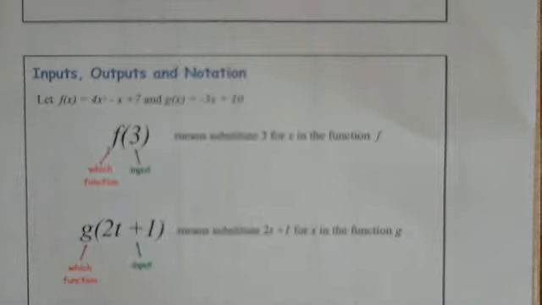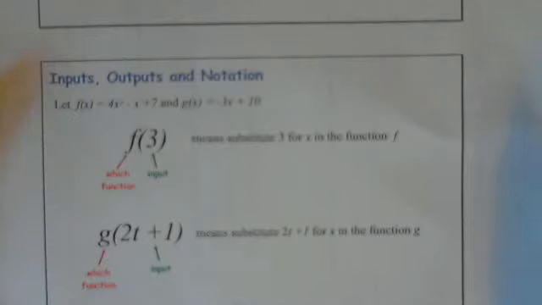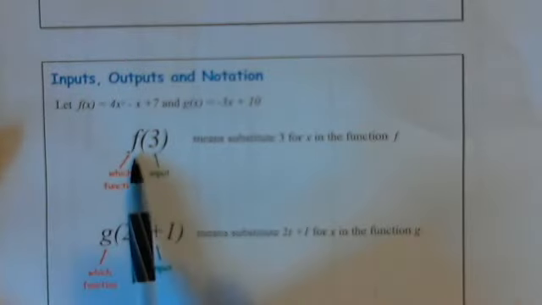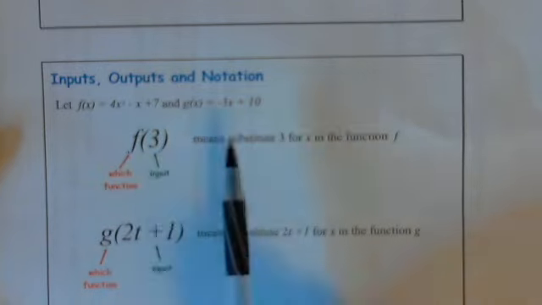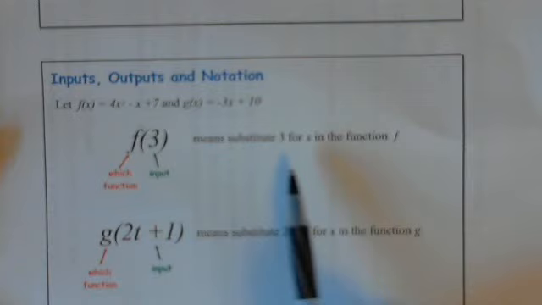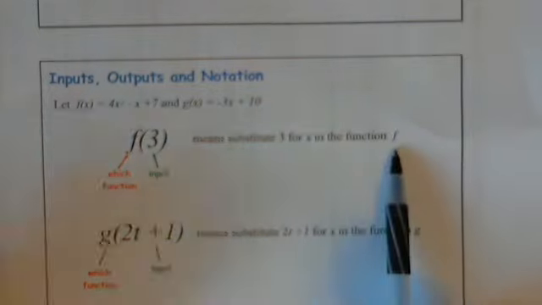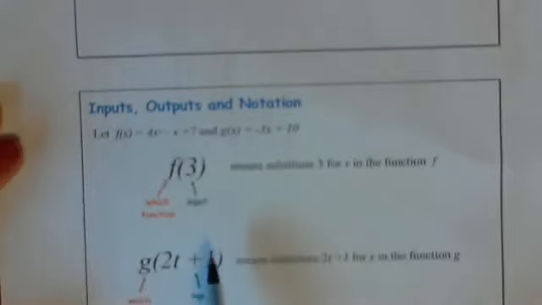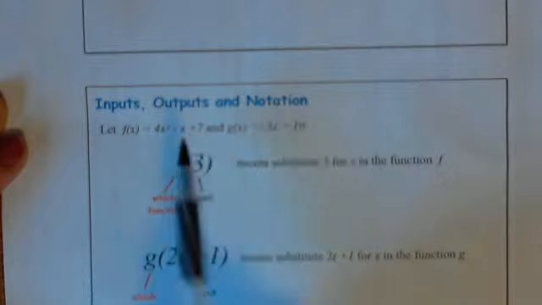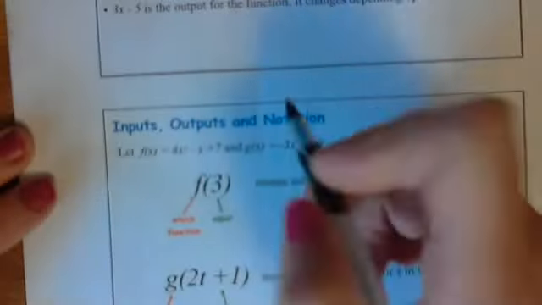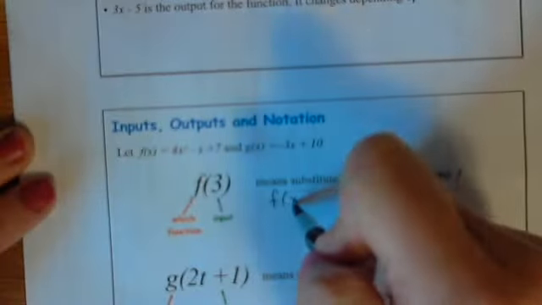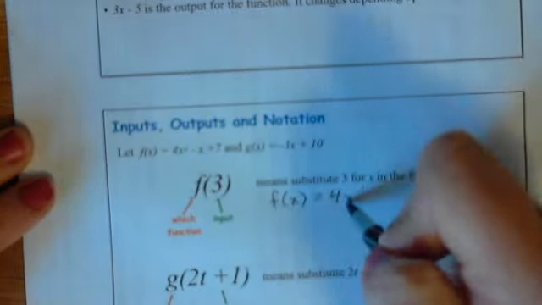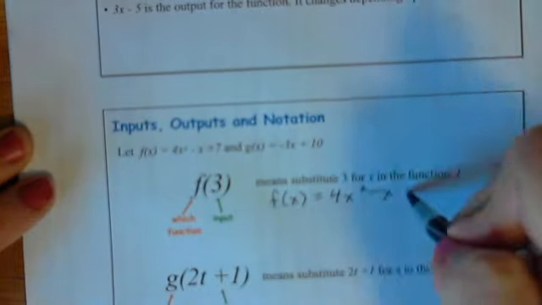Functions. We're back looking at inputs and outputs. When we left off, I mentioned that this is spoken as f of 3, and what it means is we're going to be substituting 3 for the x in the f function. Well, which one's the f function? That's this one. I'm going to recopy the function here so we can see it a little bit bigger. 4x squared minus x plus 7.